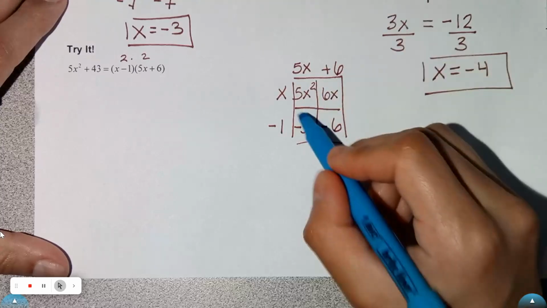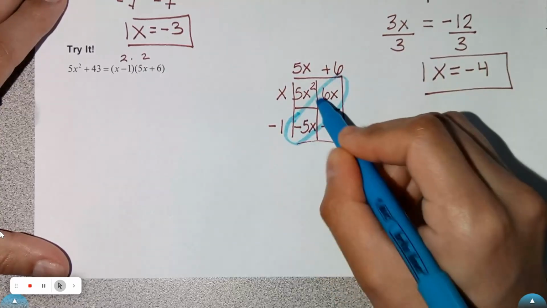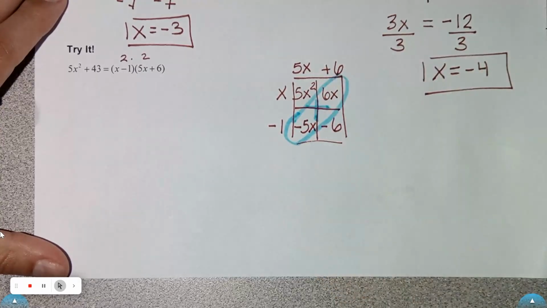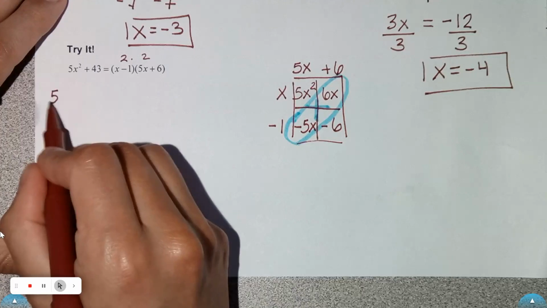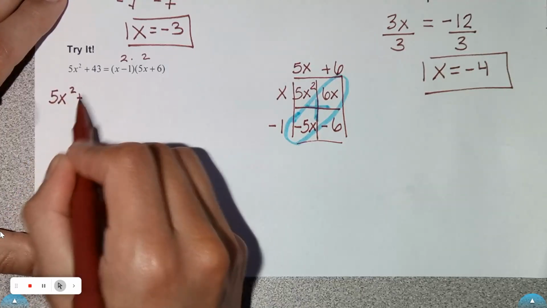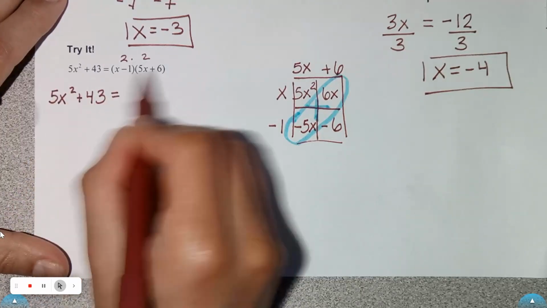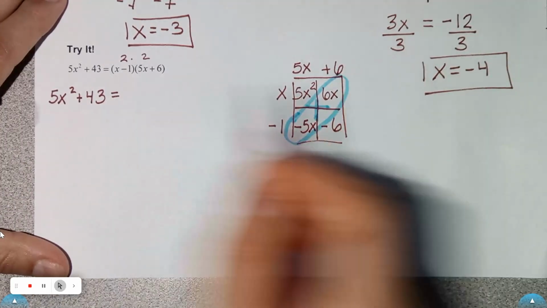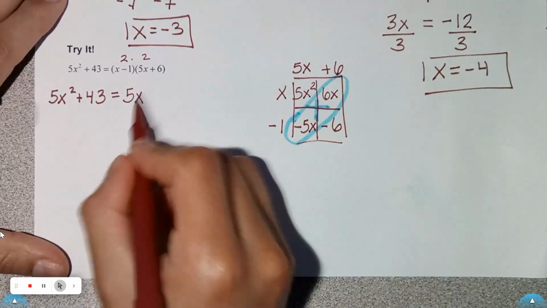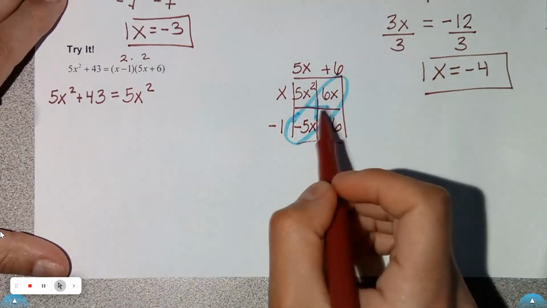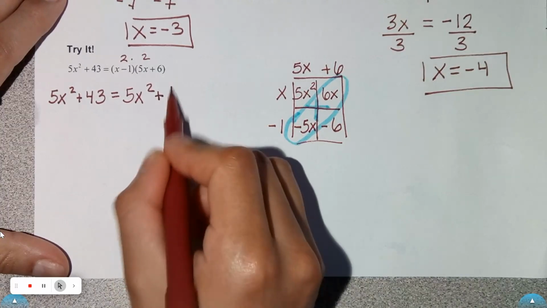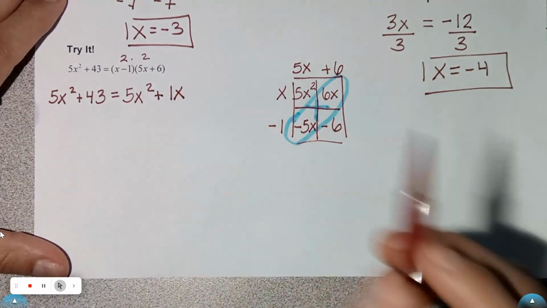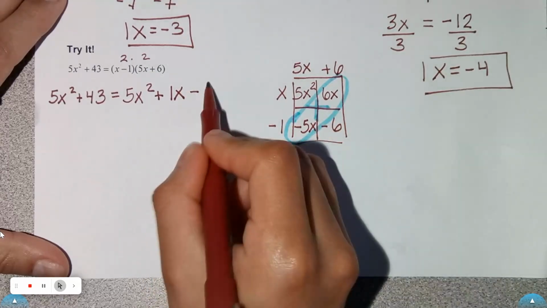All right, I am going to combine my like terms. Right, I'm adding them. There's a big plus sign in the middle. The left side will stay the same. There's nothing that I did to it. And the right side is this once I combine my like terms. So I have 5x squared, 6x plus -5x, you get positive 1x. Or you could just write x, either or. And then I have minus 6.